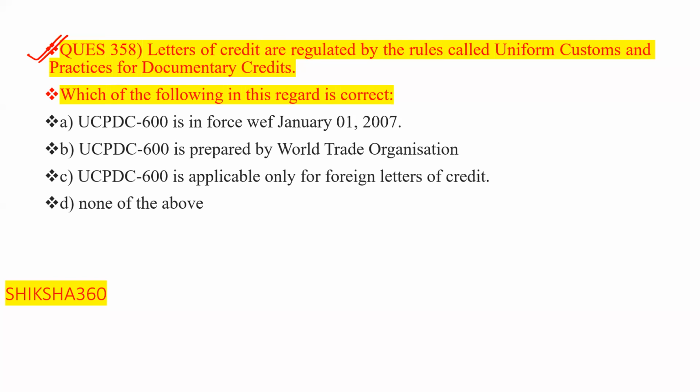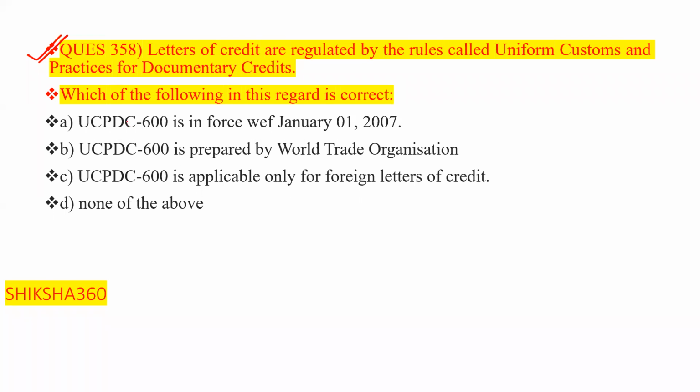Clear? So here I see that approximately 20 students will go with option number A. This is the reason why you are not able to clear the examination.